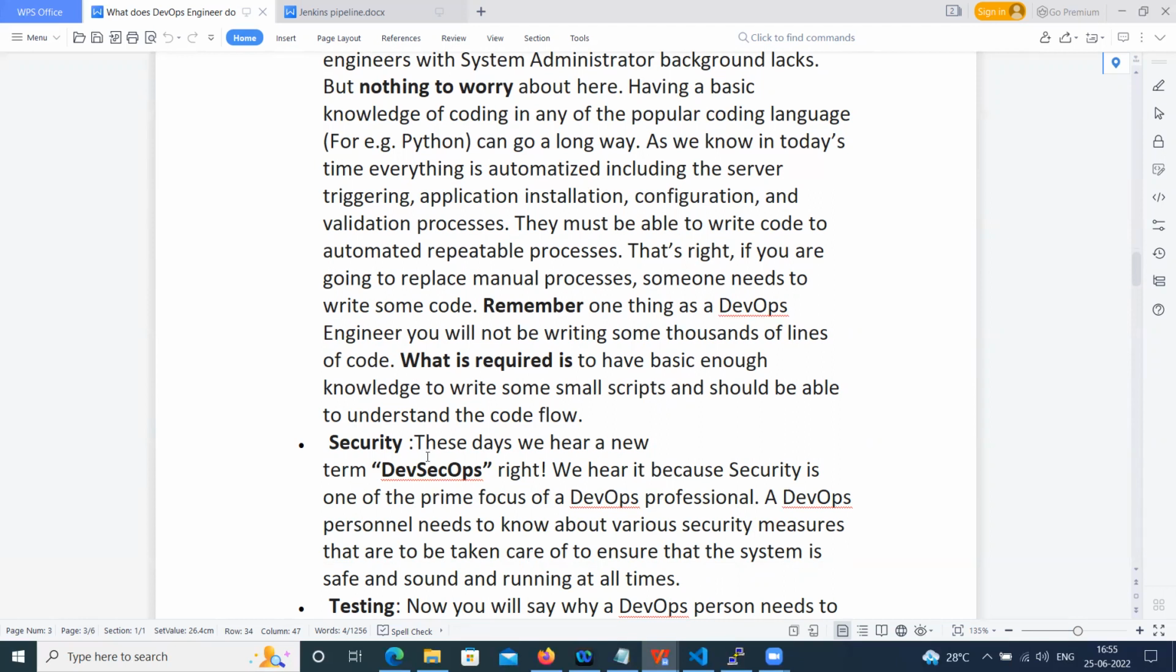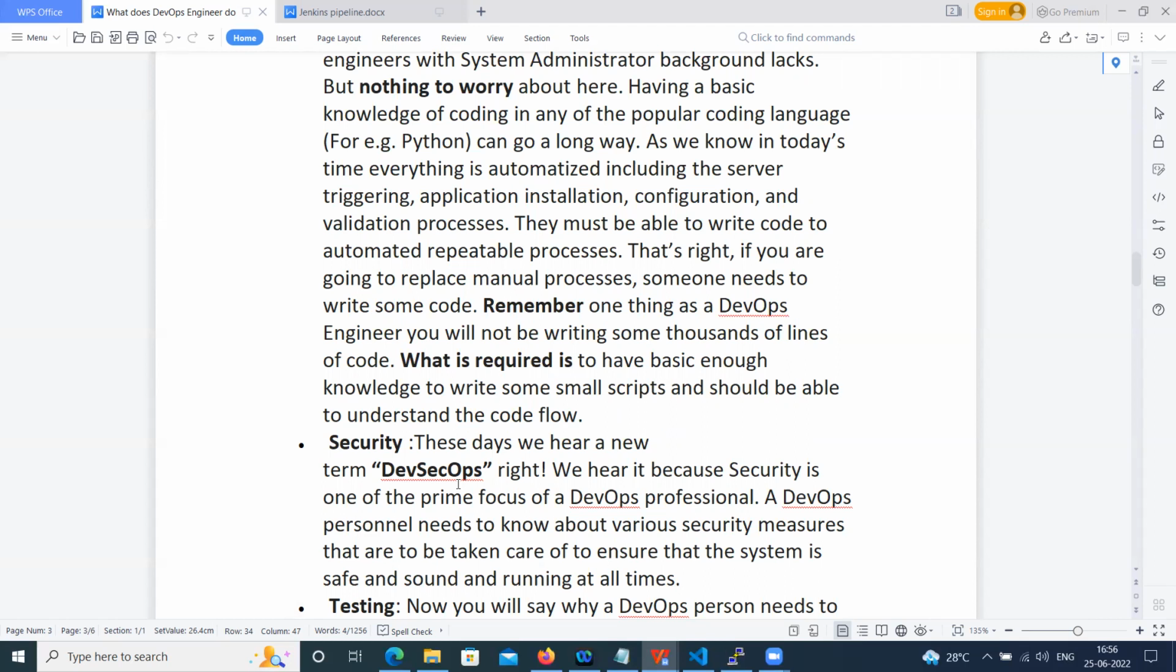So you should have knowledge about security also. These days we hear a new term, DevSecOps. There is one more position now trending in IT, that is DevSecOps engineer. This is about securing the DevOps environment or the whole environment. But for a DevOps engineer also, you should have security knowledge. We hear it because security is one of the prime focuses of a DevOps professional.